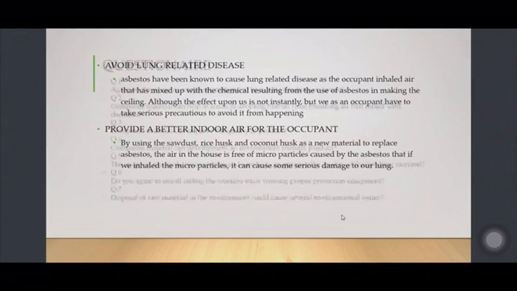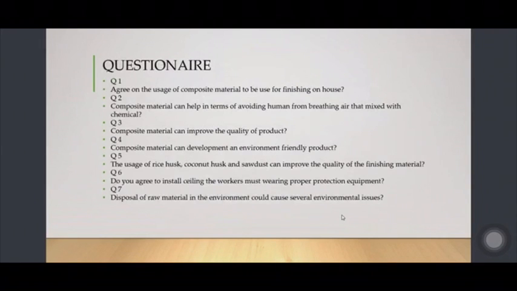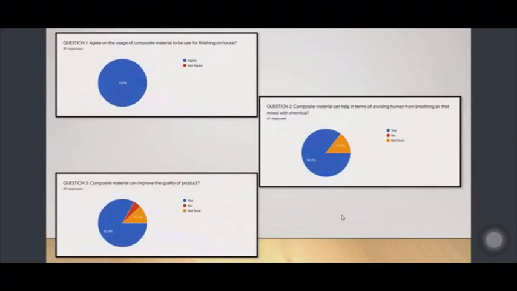Hi, today I want to explain about the questionnaire. From that we conclude we have prepared 7 questions for our respondents about the composite material. First question, do we agree on the use of composite material for finishing on a house?